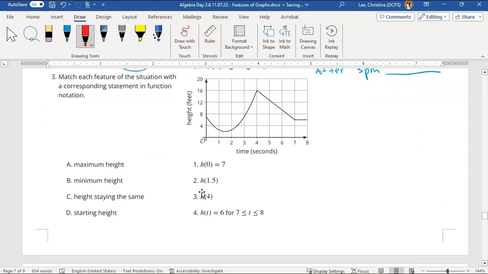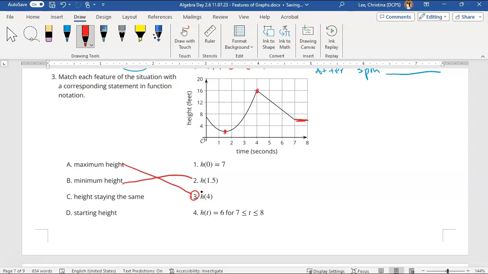All right, number 3 says match each feature of the situation with a corresponding statement in function notation. So the maximum height is here, and that is at 4,16. So an input of 4, and so that would be 3 right here. A minimum height we have, which is down here, and that's at about 1.5 seconds. The height staying the same is between 7 and 8. So notice it's not changing there.